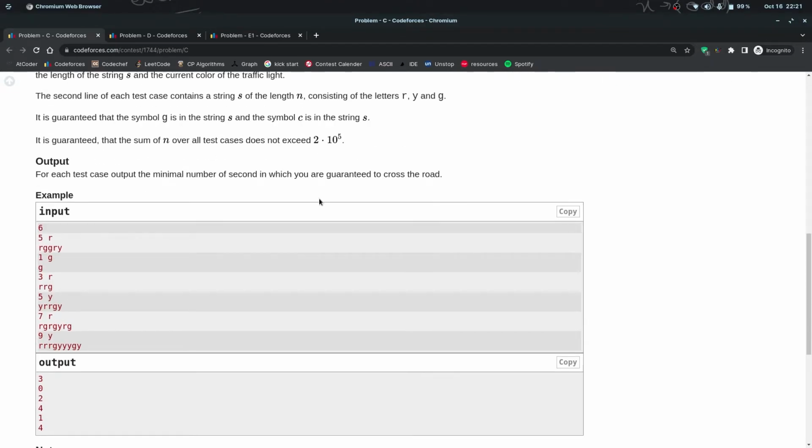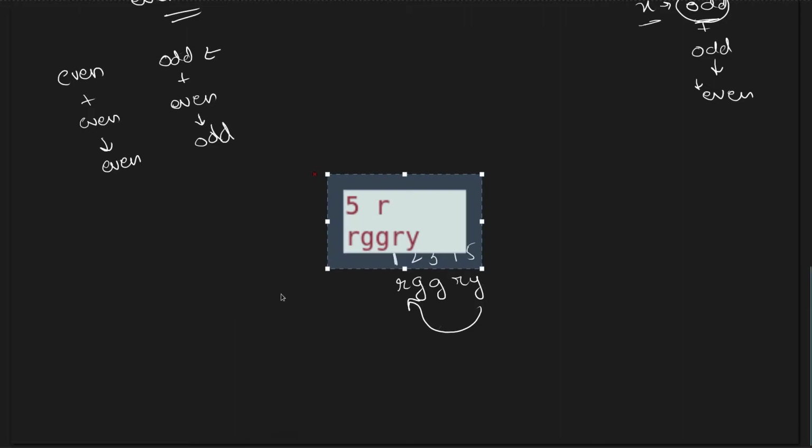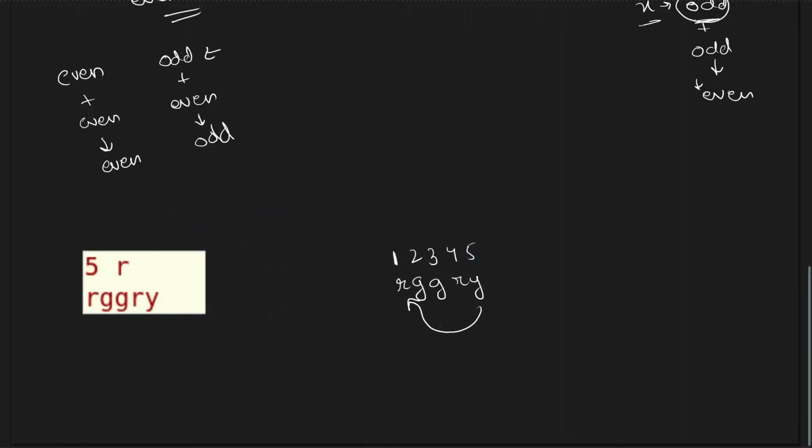So let me just show you an example directly. If I take this particular example, I am starting from the value R, right? If I take this particular R, then after 1 second I'll come at G. So the answer for this particular R would be 1, right? But what if I was starting at this particular R?